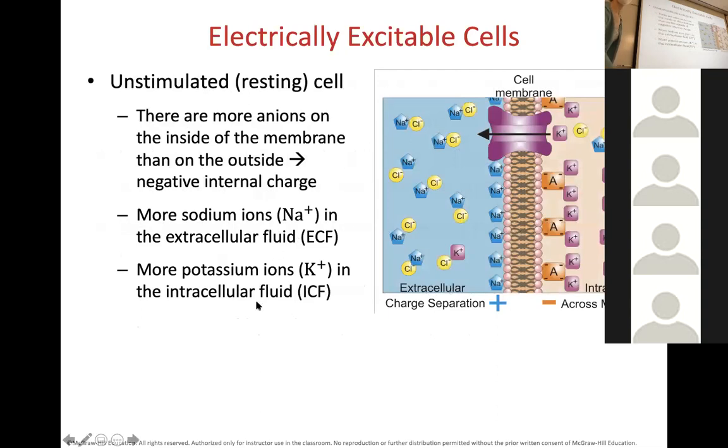So here we're looking at a resting cell. It's not contracting. In a resting cell, like I said, the internal charge is negative. So here you have negative inside the cell, positive outside the cell. So you have that charge separation. Inside negative, outside positive. This is the plasma membrane here, the cell membrane, or the sarcolemma. We're talking about a muscle cell.